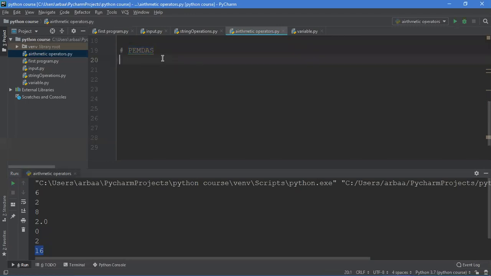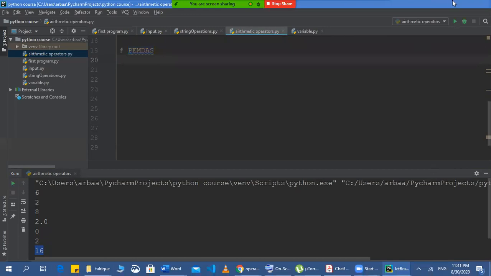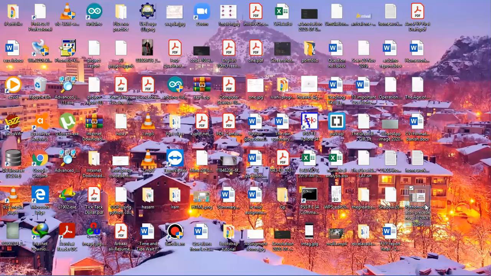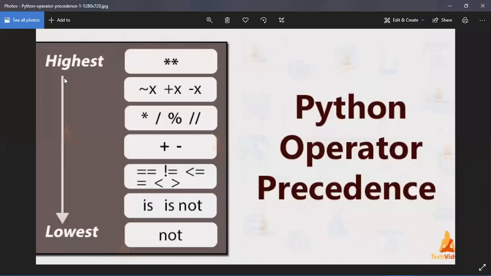So let me share a picture with you which shows how we can use the operator precedence in Python. There we go. The highest precedence is with the exponent, as I told you. And then we have some bitwise operators. I will also tell you about these. And as you can see, multiplication, division, remainder, and integral division all have the same precedence value in Python. This is what you need to keep in mind.